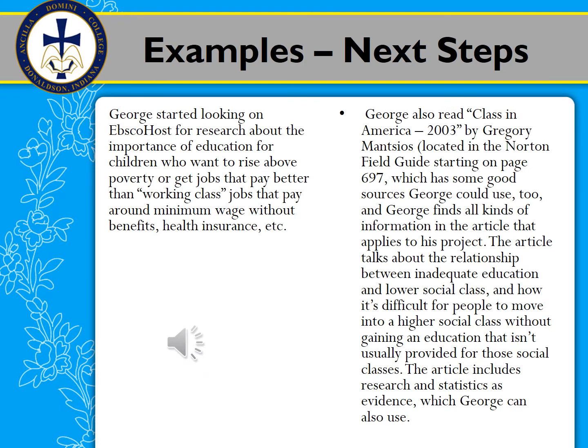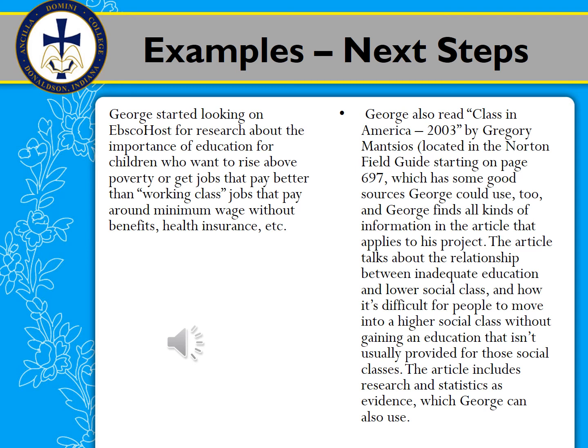Continuing on with her example of George, remember George is the student who decided he wanted to do something having to do with education or maybe poverty in Stark County. George wanted to find some good scholarly research, so he started looking on EBSCOhost, and he thought, I think helping people out of poverty, especially helping children get out of poverty when they're adults, education's a big part of that. So he started using EBSCOhost or possibly Gale, Cengage, other academic scholarly periodical research databases to look for information and articles about the importance of education for children who want to rise above poverty or get jobs that pay better than working class jobs, jobs that might pay around minimum wage without benefits, health insurance, things like that.